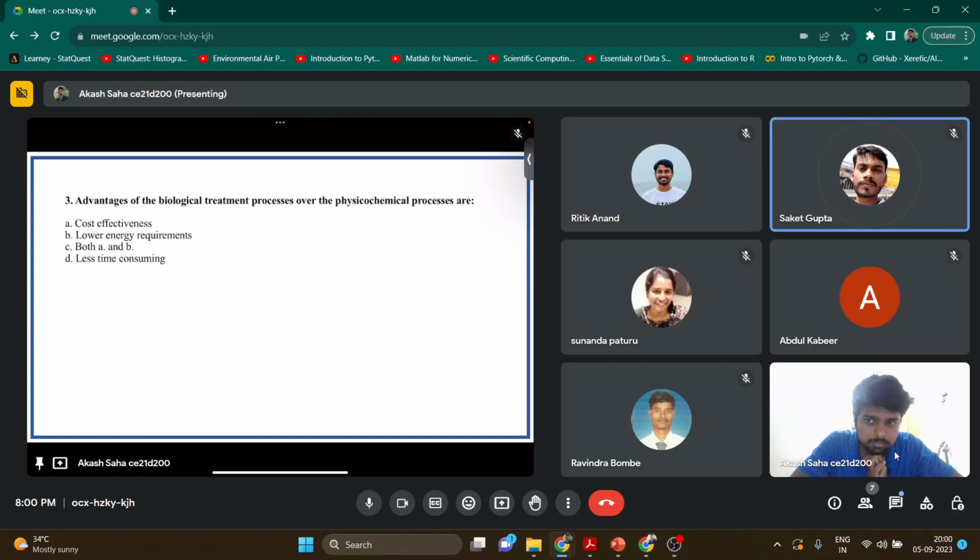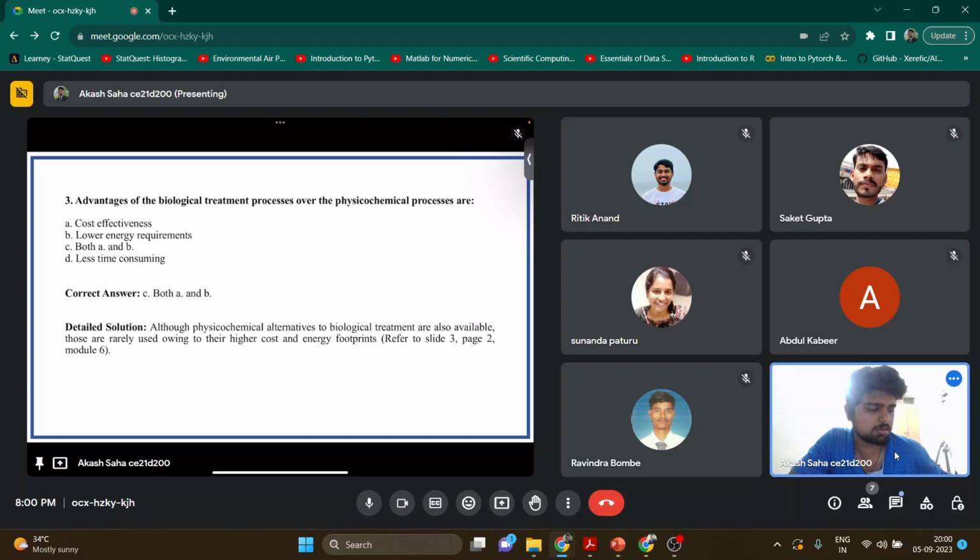A and B. So C is the correct answer, that it is both cost effective and lower energy intensive. But typically, in a biological treatment process, it will take more time to degrade the organics or the contaminants. So it is more time consuming, not less time consuming.